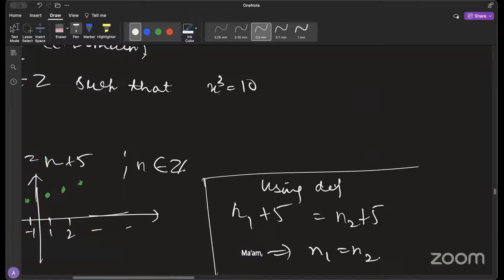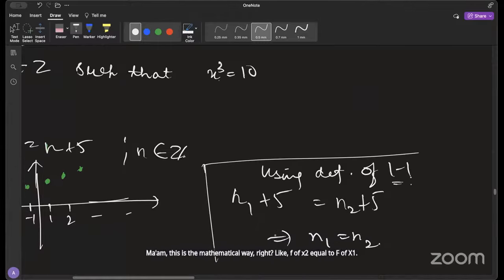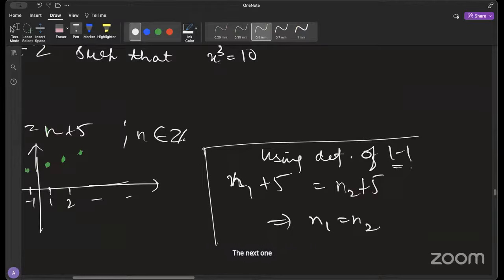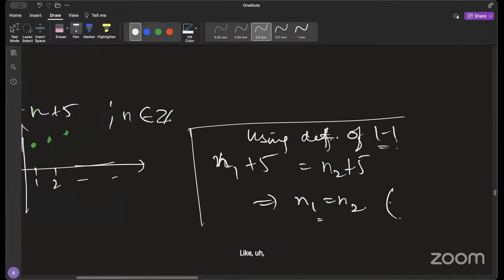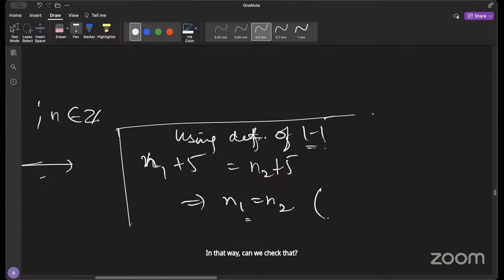Ma'am, this is the mathematical way, right? Like f of x2 equal to f of x1, then x1 should be equal to x2. Ma'am, the other way, can we check? Like, if we take first x1 equal to x2, then f of x1 should be equal to f of x2. In that way, can we check that? No, that's for a well-defined function. That's a condition for a map to be a function.